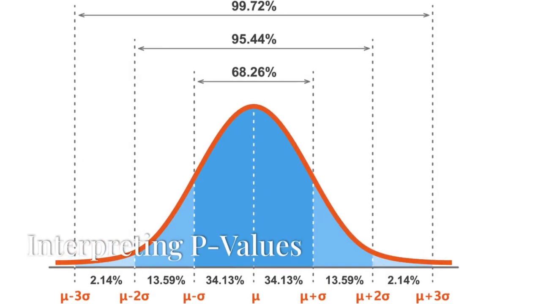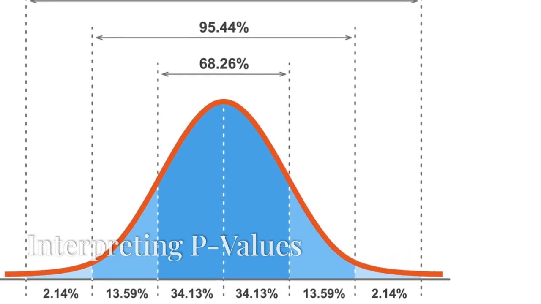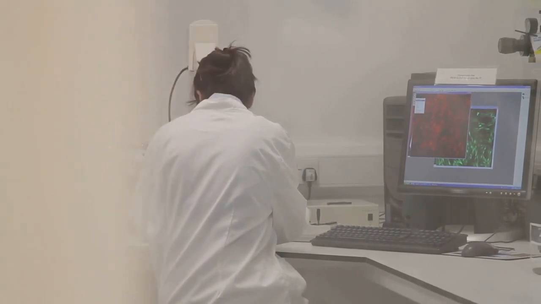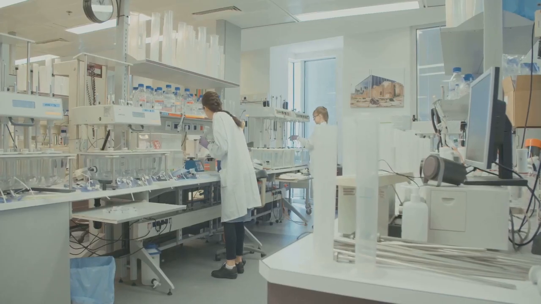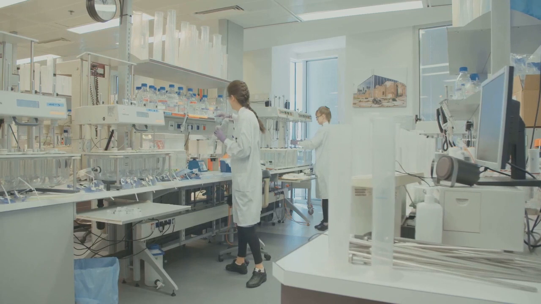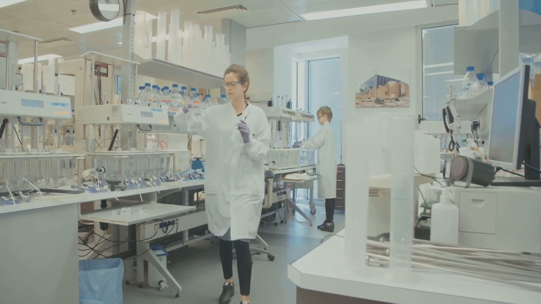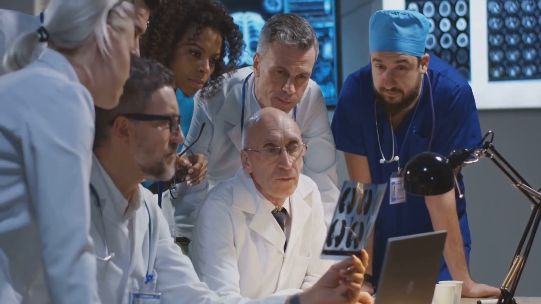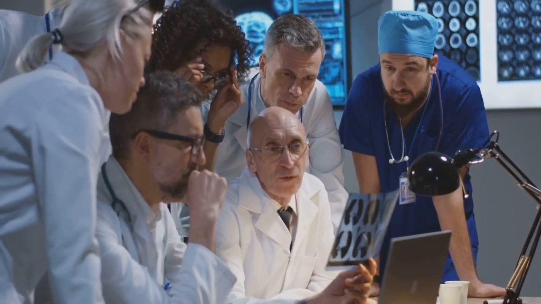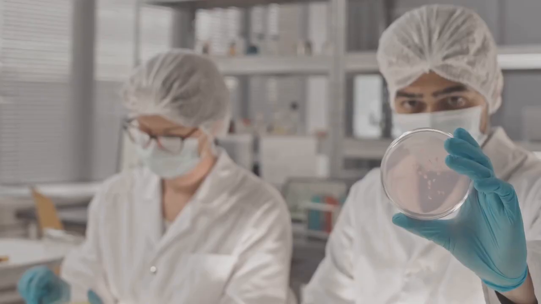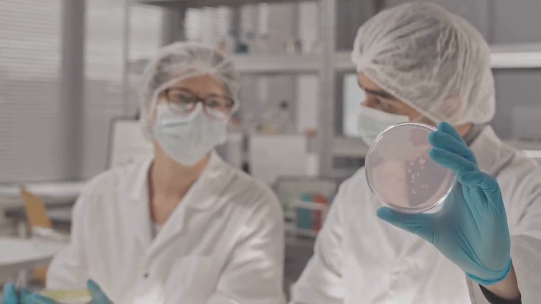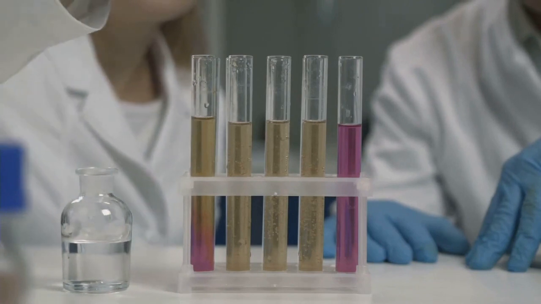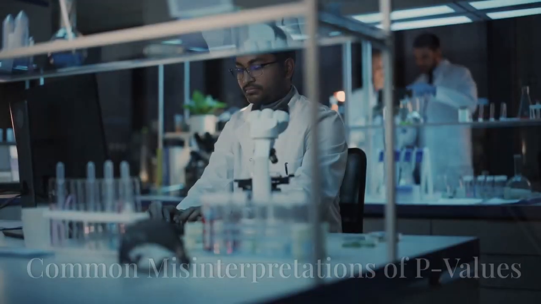A common threshold for interpreting p-values is 5%. If the p-value is less than 5%, it is often considered statistically significant, suggesting that the observed results are unlikely to have occurred by chance alone, and the null hypothesis may be rejected. Conversely, if the p-value is greater than 5%, the results are not considered statistically significant, and the null hypothesis is not rejected. These interpretations assume that the null hypothesis is stating no effect or no difference.